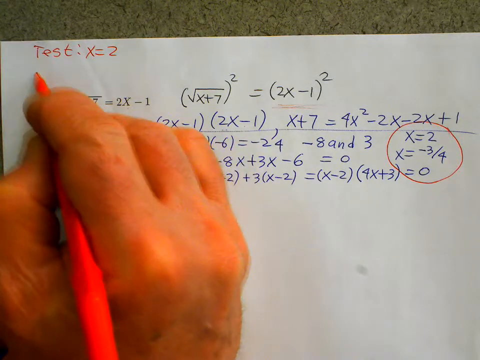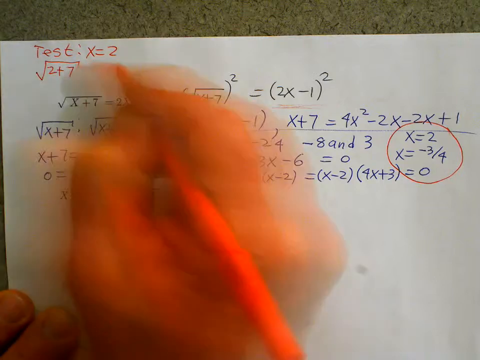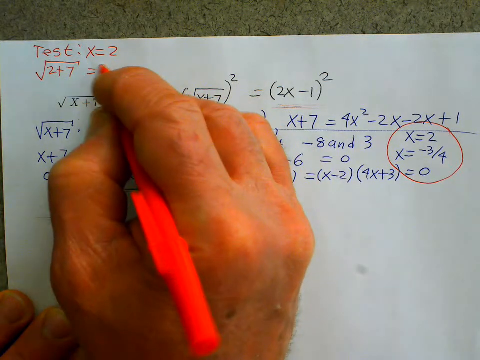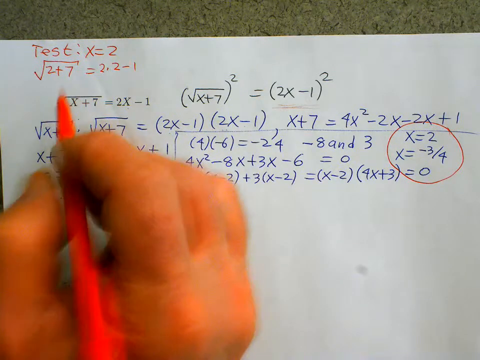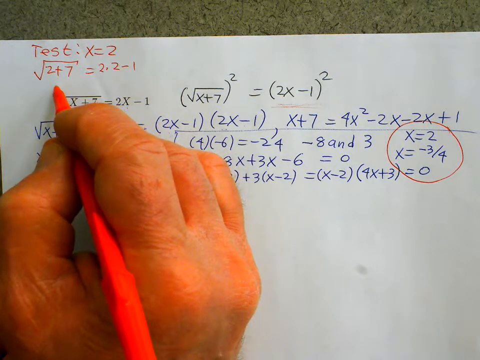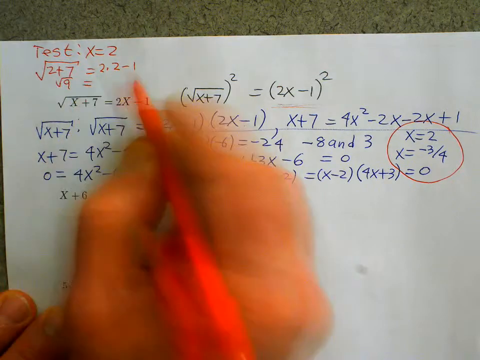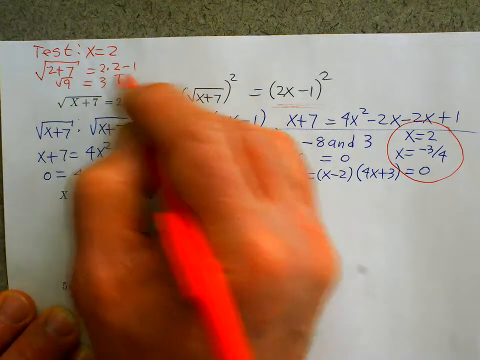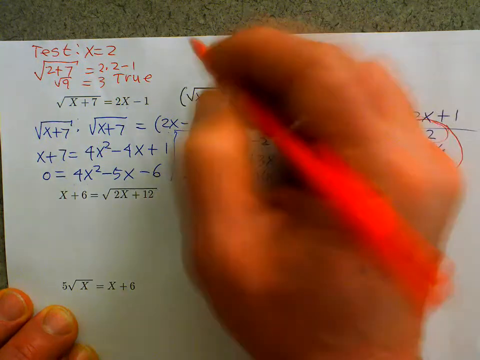We get the square root of 2 plus 7 on the left-hand side and 2 times 2 minus 1 on the right-hand side. And this is going to turn out to be true. The positive square root of 9 equals 4 minus 1, or 3. That's true. Okay, so x equals 2 is a solution.